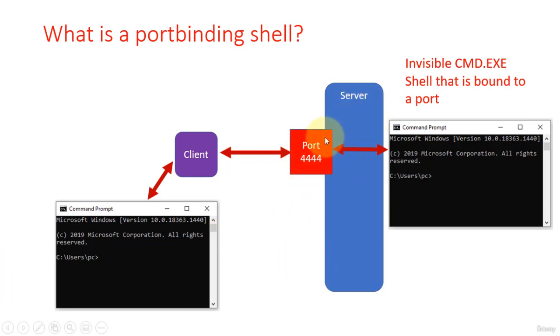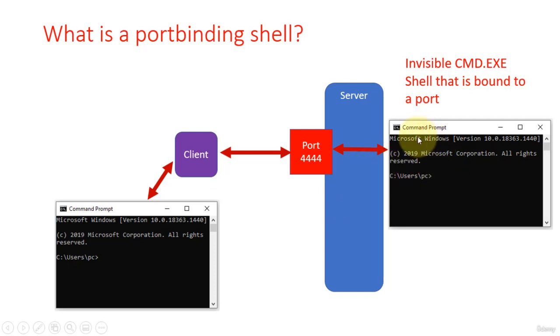This is our red server, which is listening on the port 4444. Now on the red server, we will have a CMD command, but normally the CMD command will only be able to run locally on the server itself. That means you will have to sit in front of the machine and open this command prompt and do your work here, type your commands here. But a port binding shell technology allows the command prompt to be remotely accessible.